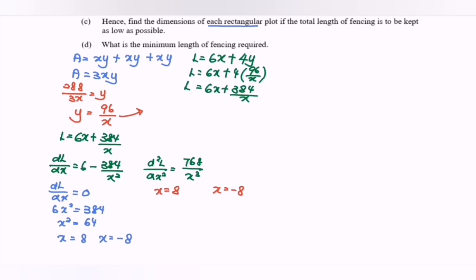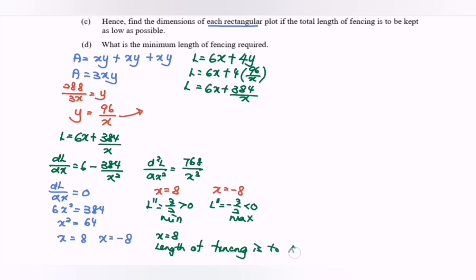If the value x is equal to 8, then the second derivative will be equal to 3 over 2. Then if x is negative 8, then the second derivative will be negative 3 over 2, where less than 0 is a maximum, greater than 0 is a minimum. So referring to the question, as low as possible, we prefer x equal to 8 so that the length of the fencing is kept as low as possible.